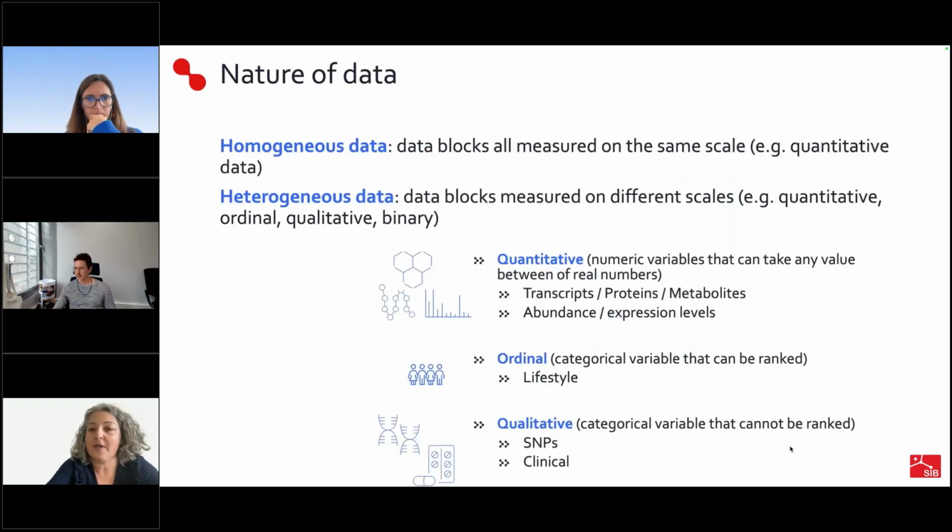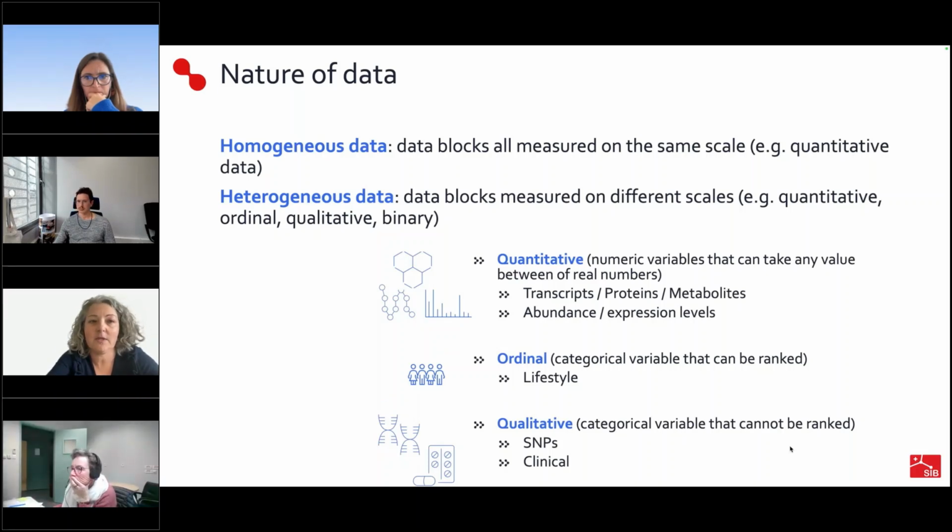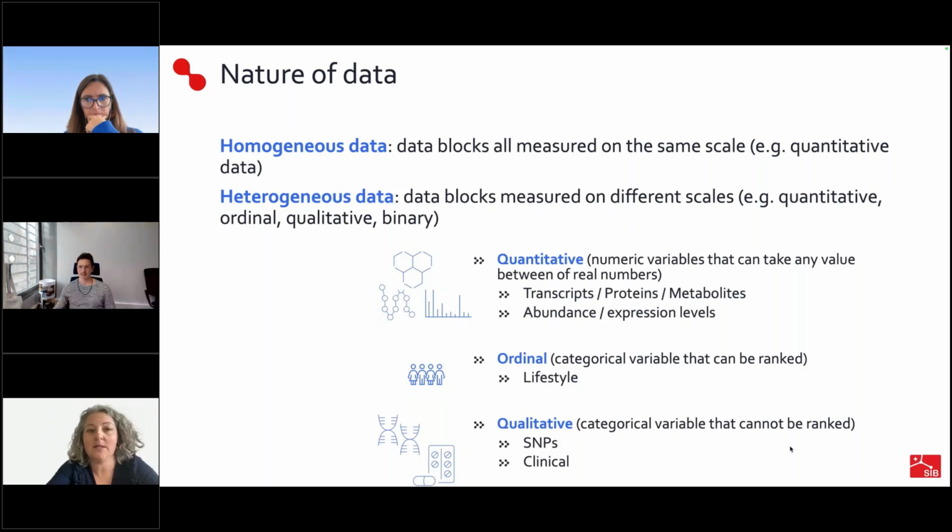So the nature of the data in the different blocks could be heterogeneous. The data blocks can be all measured on the same scales or not on the same scales. They could be quantitative, they could be qualitative, ordinal.